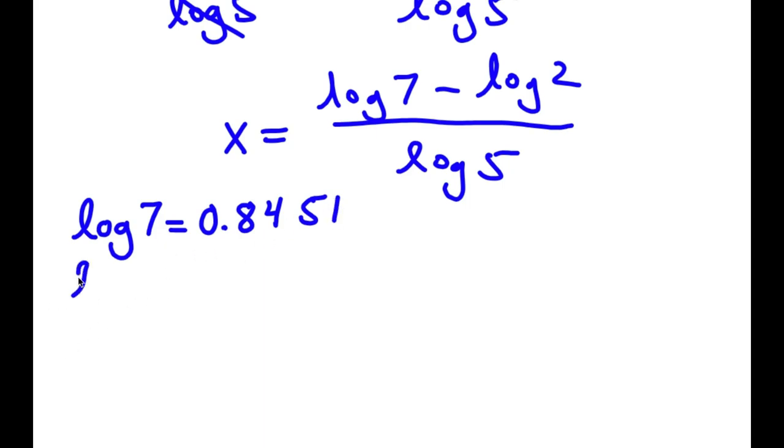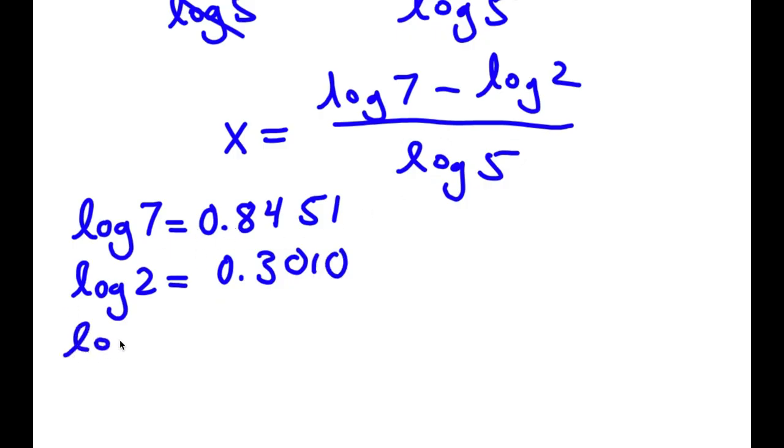Now log 2 is approximately equal to 0.203. Oh, sorry, that's not right. It is 0.3010. And finally, we have log 5, and this is equal to 0.6990.